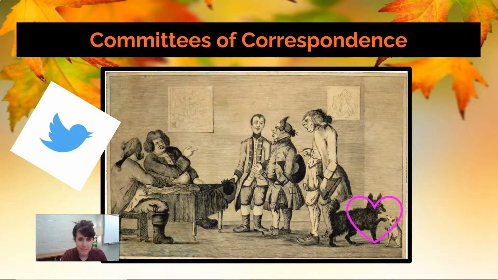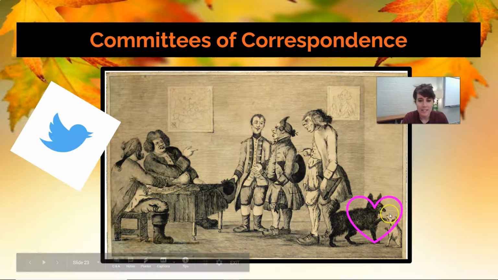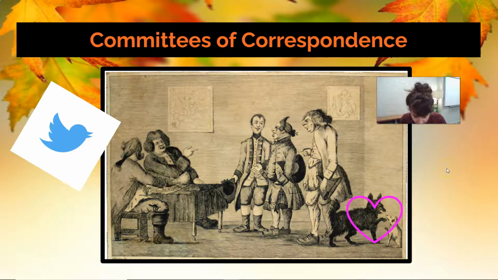Committees of correspondence. Ah, look, there's other dogs. There's always dogs. Okay, committees of correspondence. They start by Sam Adams. Samuel Adams created the first one in Boston. And its goal is to spread propaganda and secret information by way of letters.